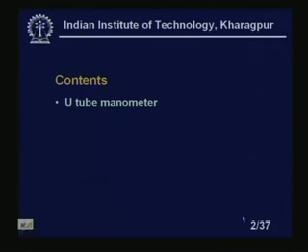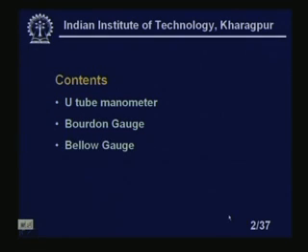the U-tube manometer, then you have the Bourdon gauge, which is basically used for high pressure measurement. Then we have bellows gauges. You will find mostly the U-tube manometer, Bourdon gauge and bellows gauge. These are basically monitoring instruments. They are not transmitting, though in the U-tube manometer people try to make a monitoring instrument.